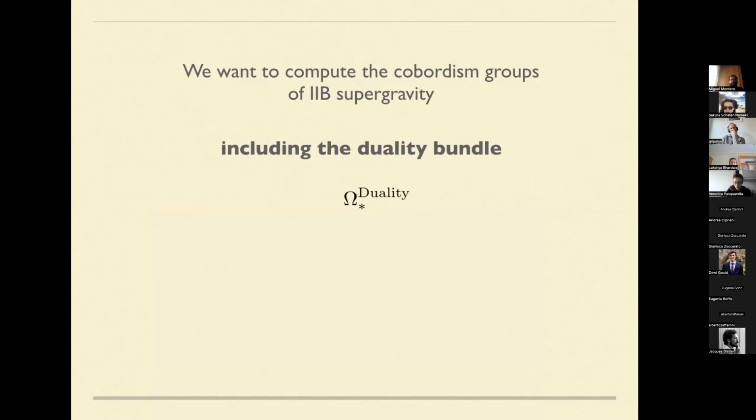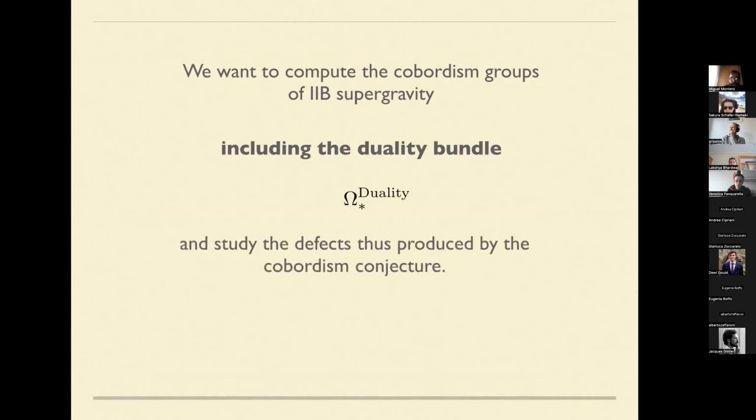What do we mean by that? Type 2B has a duality symmetry, and for instance, we're going to allow for circles where, as you go around the circle, you pick up an action of the duality symmetry. Okay. This is still smooth configurations of type 2B supergravity. No 7-branes, no nothing. For instance, something like a circle with an SL(2,Z) action is okay.